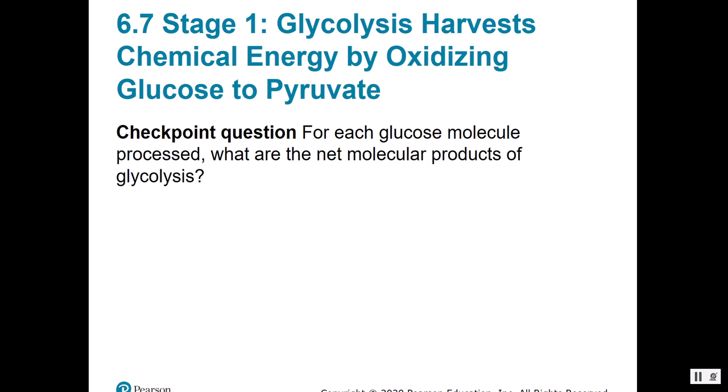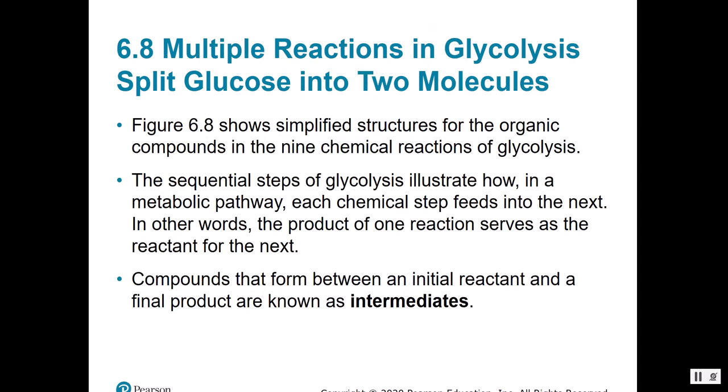So for each glucose molecule processed, what are the net molecular products of glycolysis, okay? If you look at that question, I'll give you a chance to think about an answer. You can pause the video right here if you need to. But for each glucose molecule processed, what are the net products? So the net products would be 2 pyruvates, 2 ATPs, and 2 NADHs. All right, so I hope you got that answer right, because those are the products at the end of glycolysis, okay?